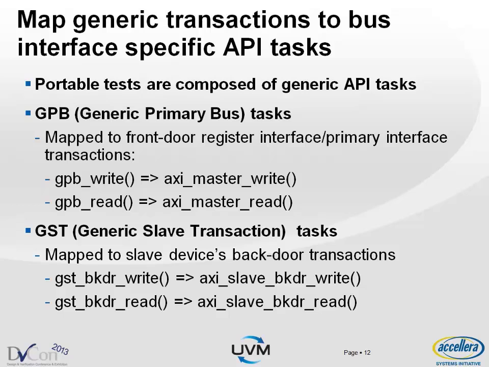The GPB and GST are just generic terms I used in the example for demonstration. You can name them whatever you want. If you have more than one register interface, you can name them GPB1, GPB2, or GPB3, and they could be mapped to AHB or AXI or some other proprietary interface. And the GST task, you can map that to an external DDR memory for some backdoor access there.